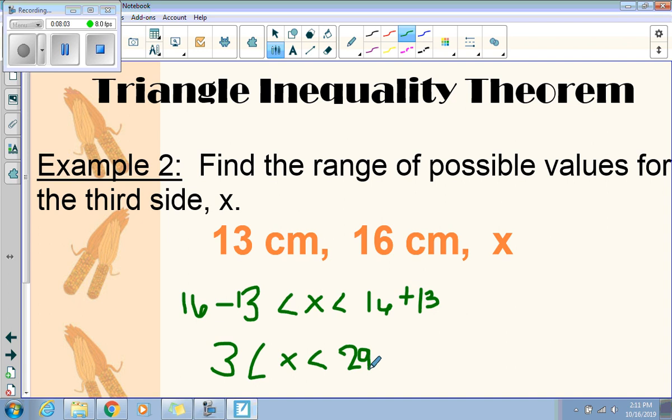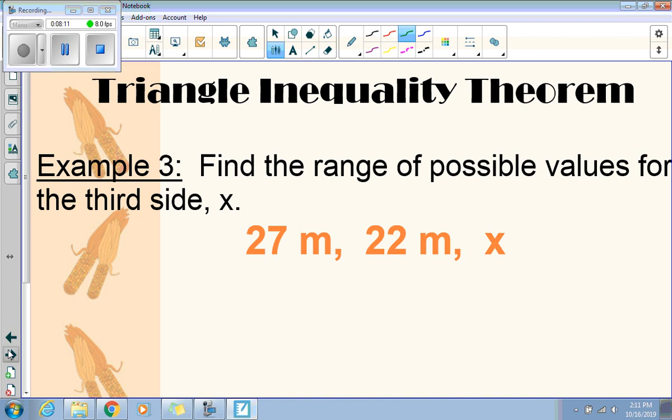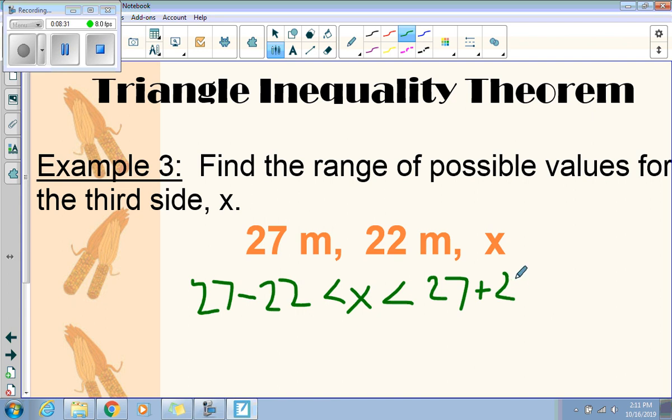We're going to try one more together, and the other 3 I want you to do on your own. Okay? So the third example here, again, we're going to take 27. We're going to subtract 22 because 27 is bigger than 22. And then we're going to add the 2 pieces together. So we're going to have 5. So it's got to be greater than 5. And it's got to be less than 49.